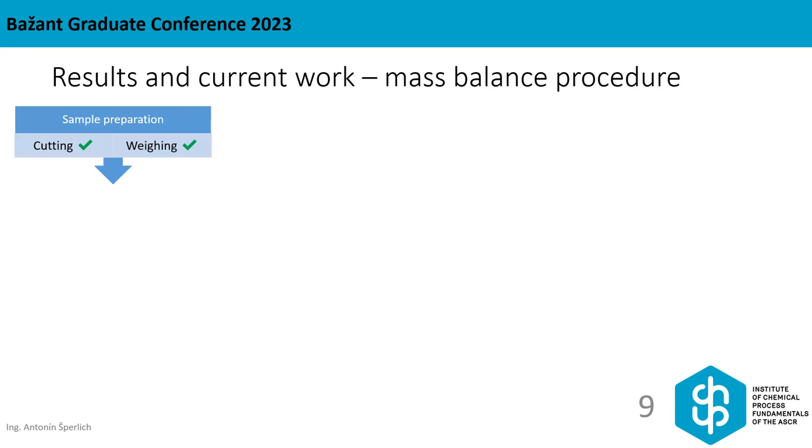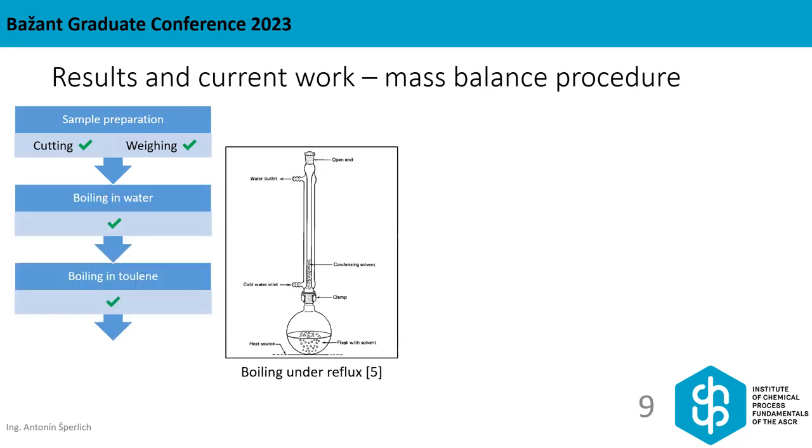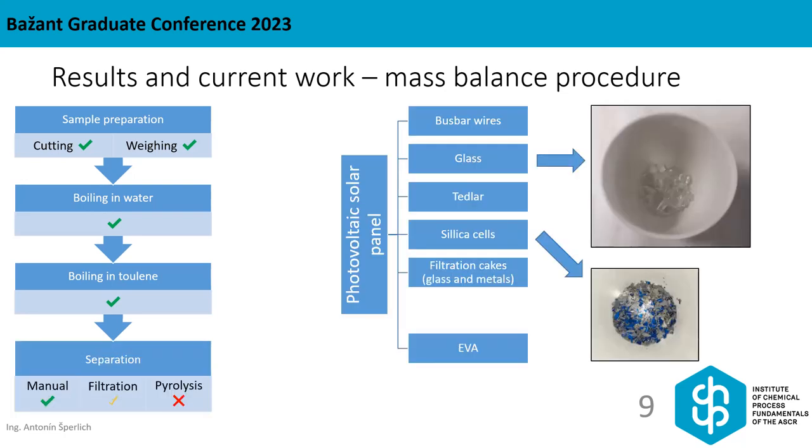It starts with sample preparation, because the sample might not be representative. So we have to cut some sample from the panel and weigh it. Then by boiling in water, we can get rid of the glass. Boiling in toluene under the cooler, EVA gets swelled, and we can remove the wires and the backsheet from it by tweezers. And in this right part, there are the products which we can weigh, and if we sum these numbers, we can calculate the content of EVA, which will burn in the furnace.